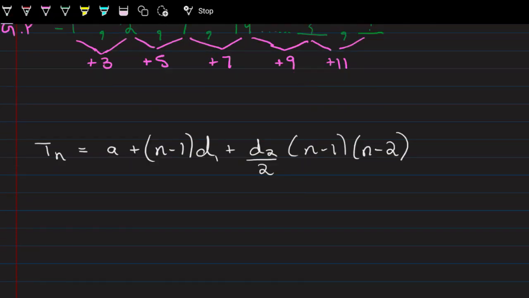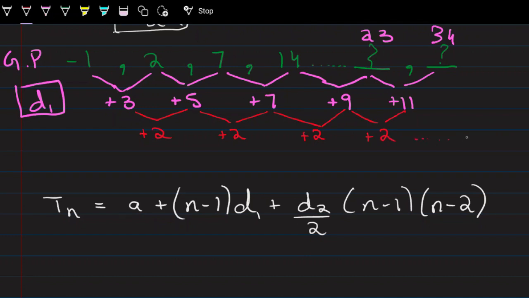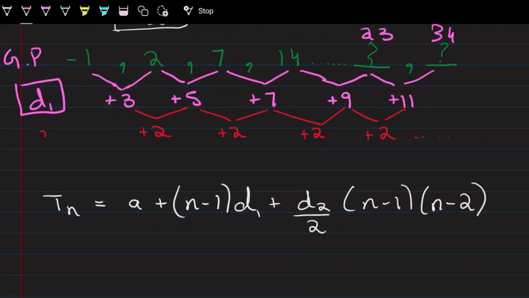Right here we can see we need to find the second difference now. So this was d1, right? Now we need to find the second difference. The way to find the second difference is very easy. We just see the difference between 3 and 5, which is positive 2. Do this again for 5 and 7, which is again positive 2. Do this again, positive 2. Do this again, positive 2. And we understand that it will continue like this. So this is going to be D2.